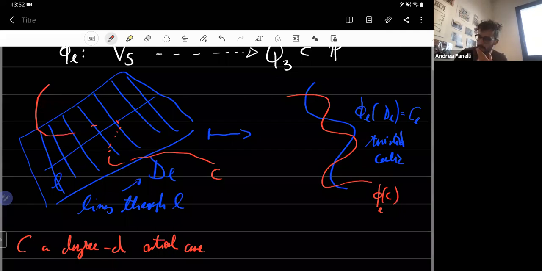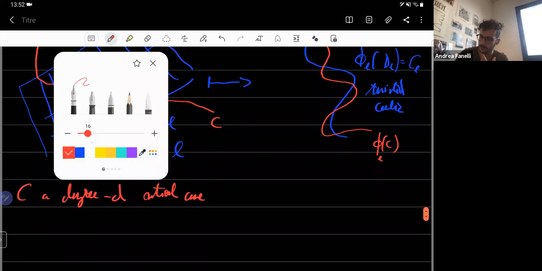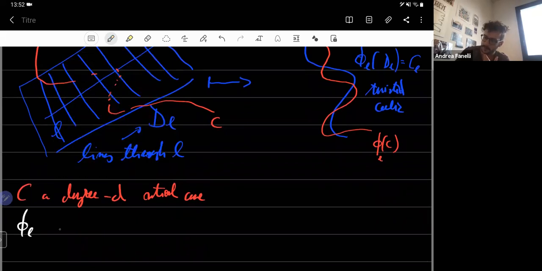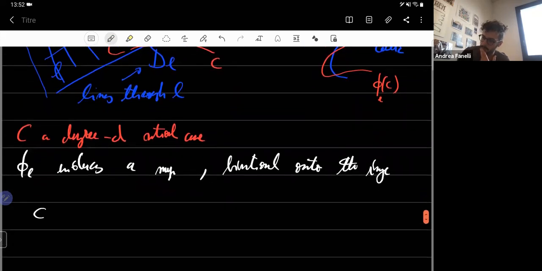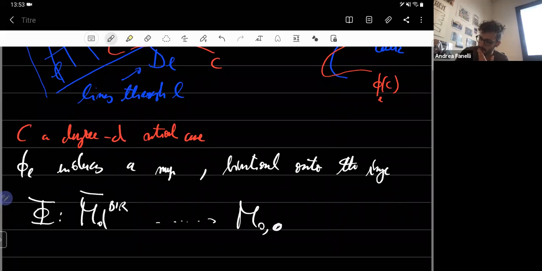Okay. So what I'm telling you is that phi_L induces a map, birational onto the image. So let me call it big Phi, from M_d bar to M_0, actually the marked points, bar Q3 of degree d. So if you want to prove some rational connectedness on the left, it's enough to look at the image of this map.